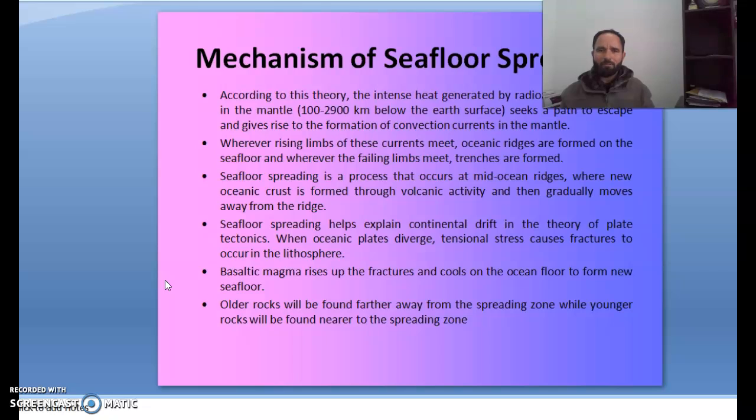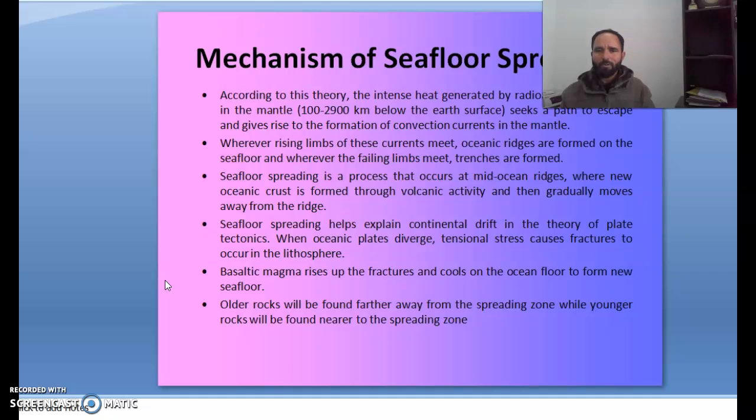What is the mechanism? According to this theory, the intense heat generated by the radioactive substances in the mantle below the Earth's surface seeks a path to escape and gives rise to the formation of convection currents in the mantle. Whenever the rising limbs of these currents meet, oceanic ridges are formed on the seafloor, and whenever the falling limbs meet, trenches are formed.